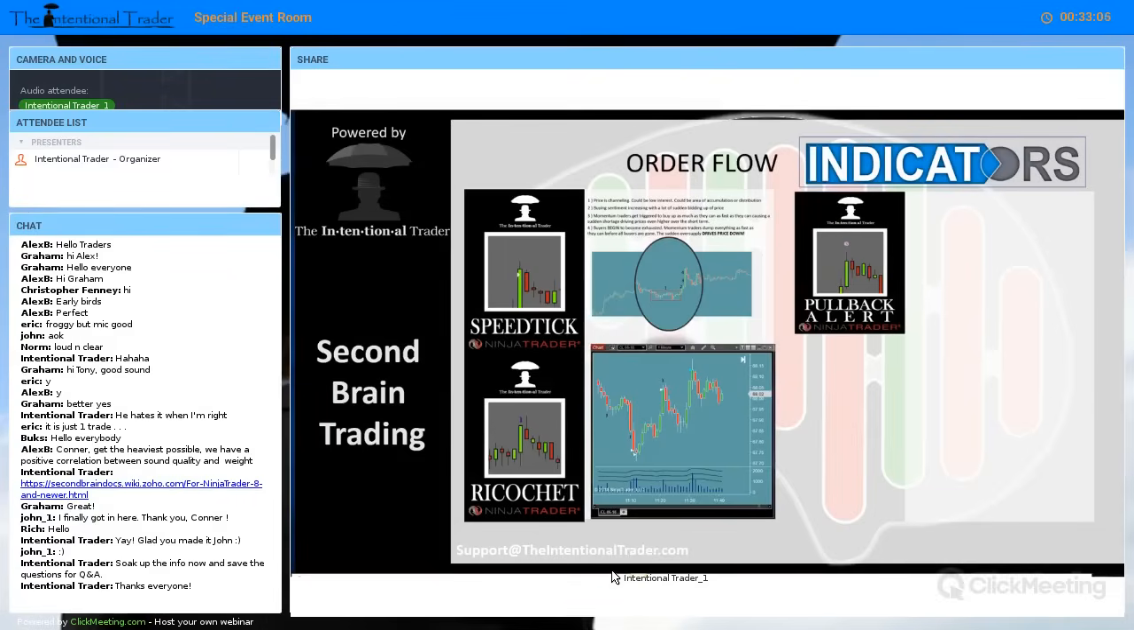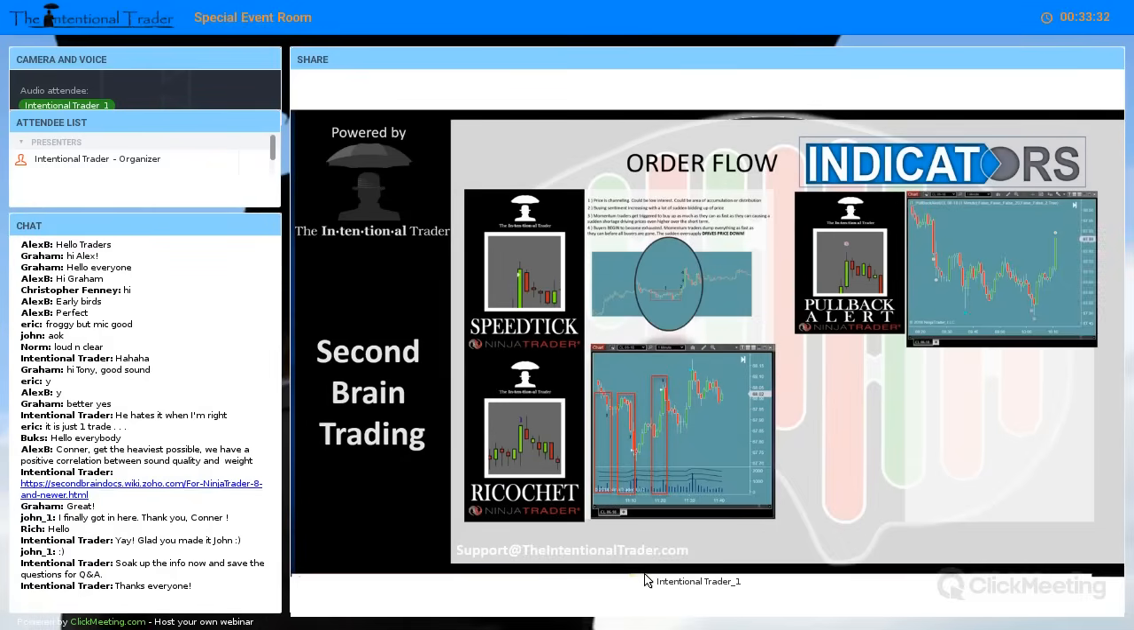We also do that with the rate of acceleration using the same histogram. Maybe we didn't quite get all the way up to the line, but the acceleration was so fast that we can kind of tell that the price is likely to stop and turn. All right, and we kind of caught people off guard with that acceleration. So that's our ricochet indicator. We also have a pullback alert.